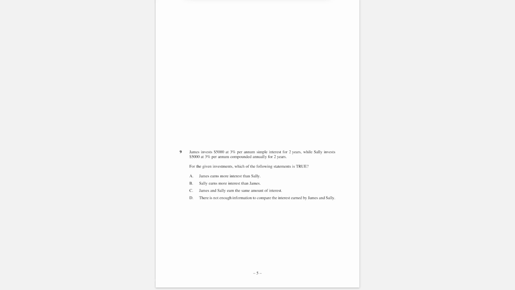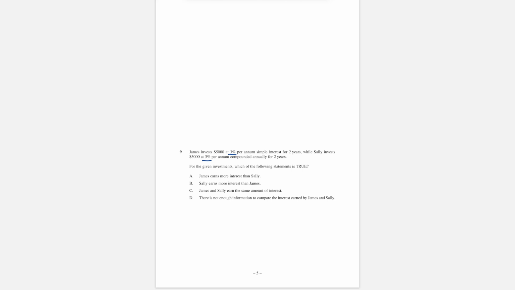All right. James invests $5,000 at 3% per annum simple interest for 2 years, while Sally invests $5,000 at 3% per annum compounded annually for 2 years. Which of the following statements is true? Okay, so it's basically saying who is earning more with simple interest or compound interest, same interest rate over just 2 years. I think a good way of looking at this is within the formulas, if we don't actually calculate it all the way to the end.